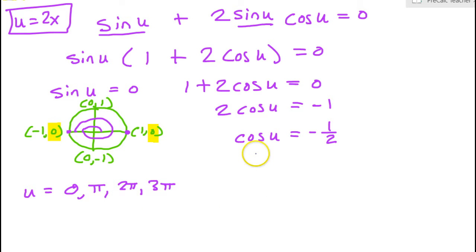Okay, now I'm going to do the same thing with the cosine of u is equal to negative 1/2. Let's start with the reference angle. Okay, what is the reference angle? So we memorized a long time ago that the cosine of pi over 3 is equal to 1/2. Okay, so the reference angle is pi over 3.